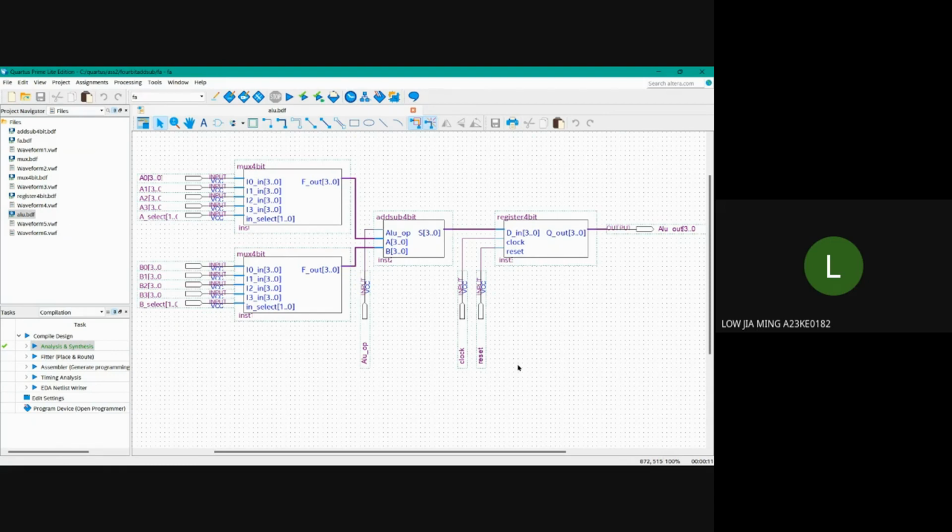The output corresponds to the sum or difference between the A and B inputs, with A0 to A3 and B0 to B3, and it is also determined by the 4-to-1 multiplexer.